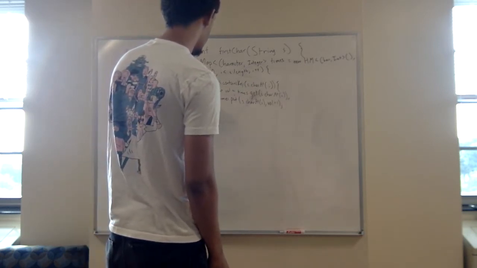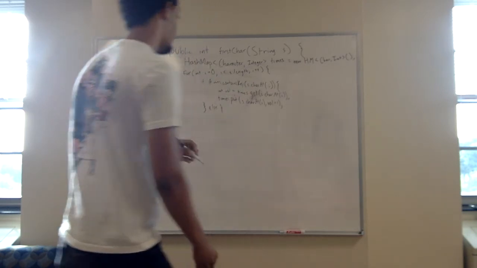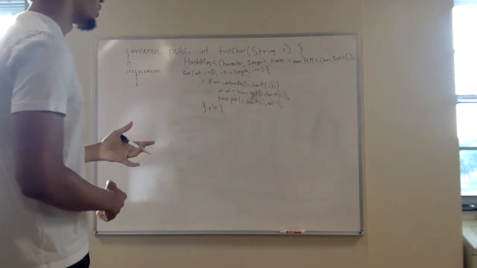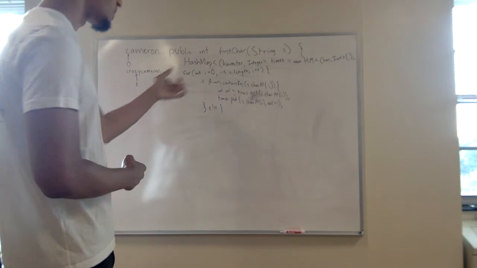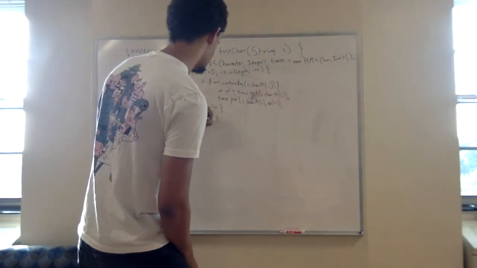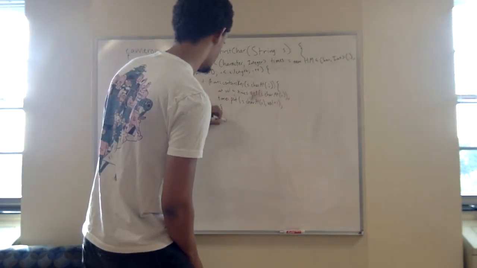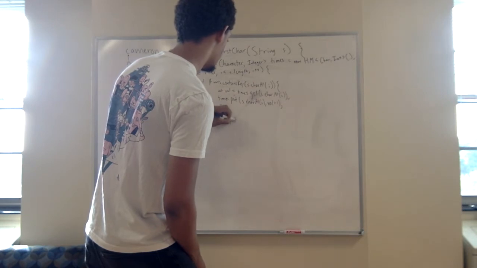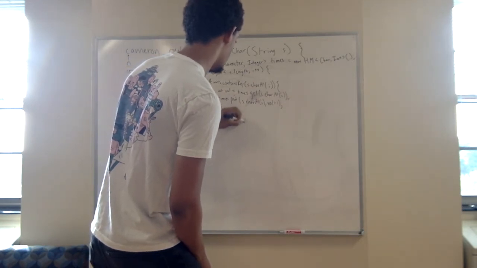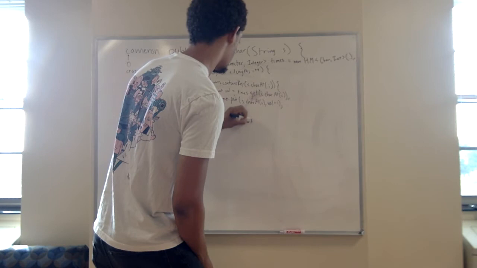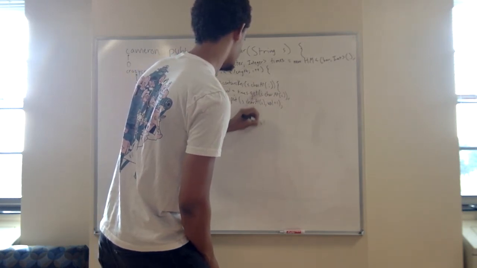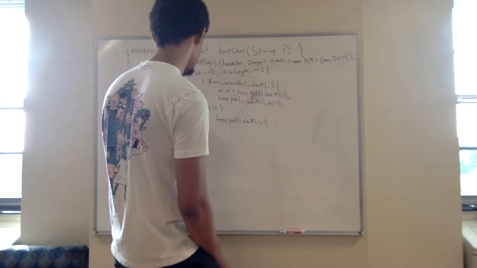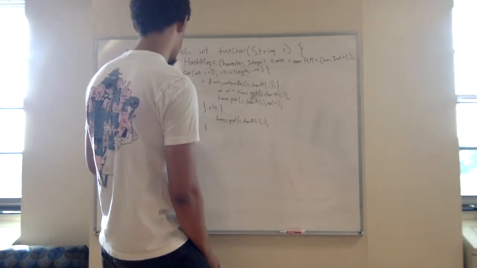Otherwise, if the character is not already in the hash, I know I can put it in the hash with a value of 1 since that's the first time we've seen this along the string. And then I want to close this for loop.